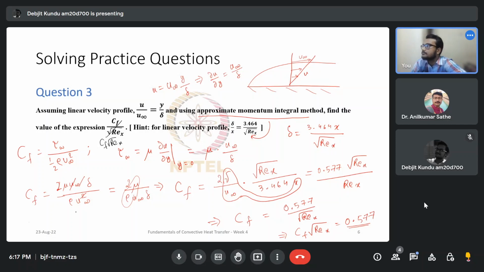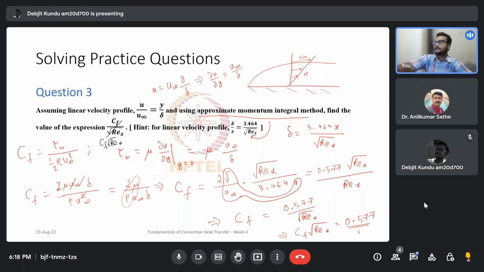Moving this up, getting down, and writing into u infinity by delta. Delta is going in the denominator. Rho u infinity square, u infinity gets cancelled out. This becomes mu. There's u infinity in the bottom. Delta can be like this. Okay, it's finished.